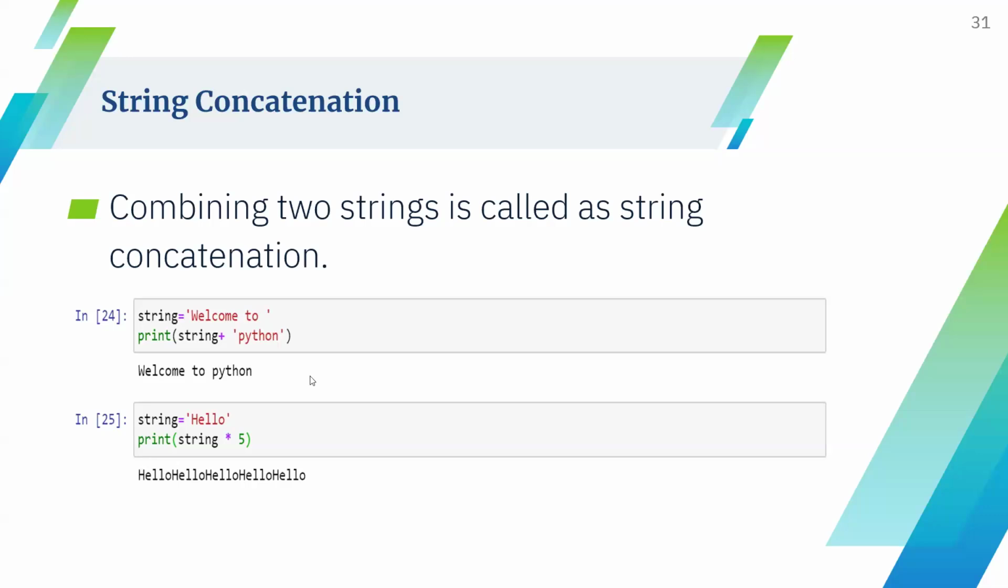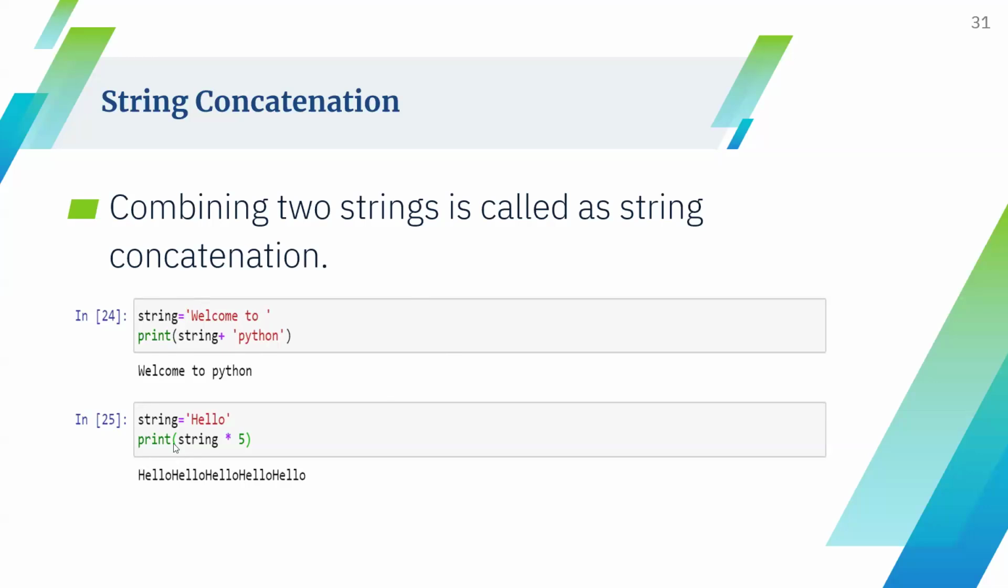Now in this example, you can also see string equal to welcome to. I'm declaring a variable called string and assigning the string welcome to. Along with this string, I'm concatenating Python as a string here. So the string will be replaced with welcome to, and the Python string will be concatenated with it. So you're going to get the output: welcome to Python.